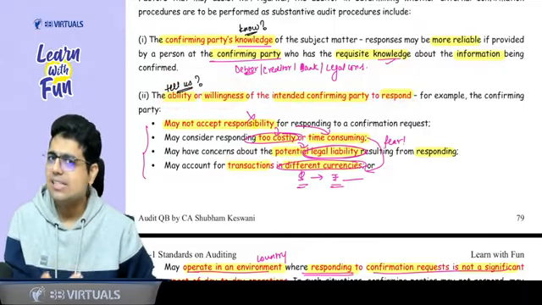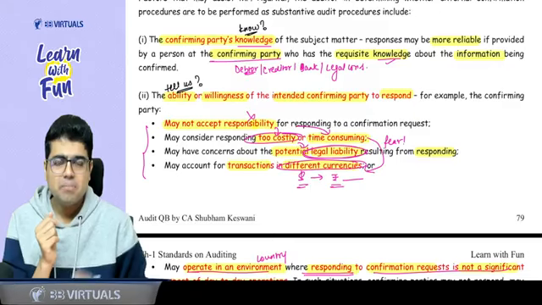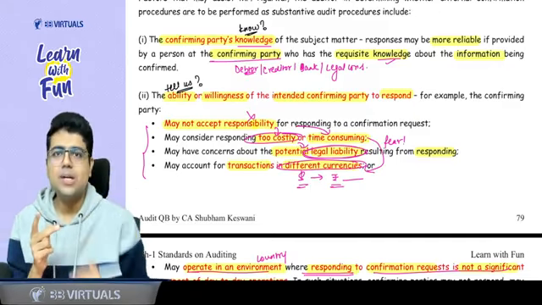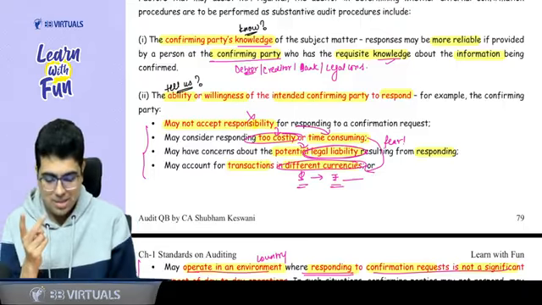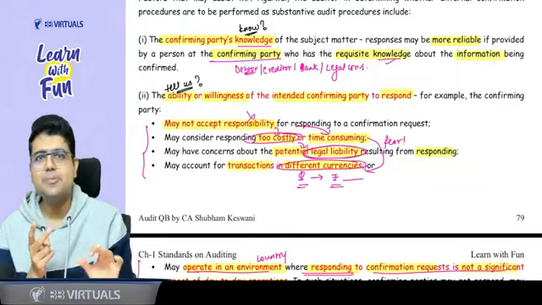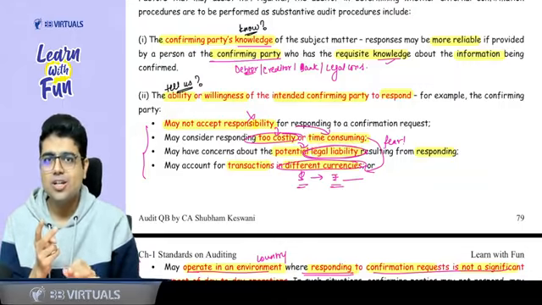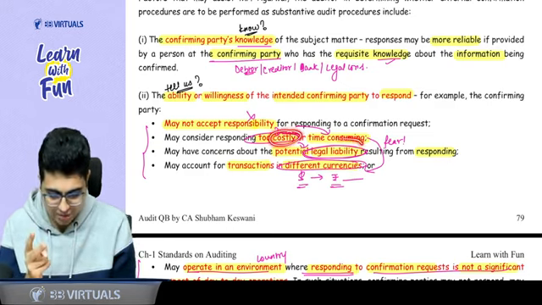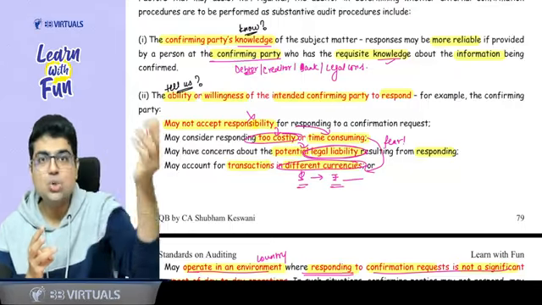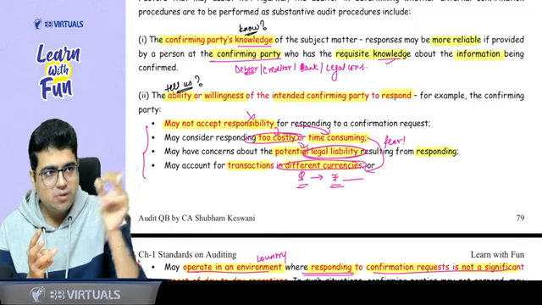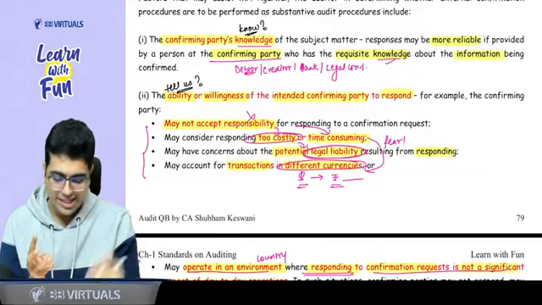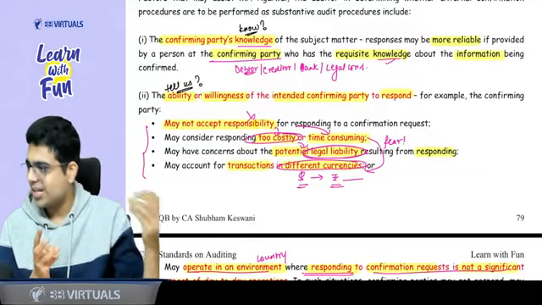So there can be certain reasons why they don't respond. Maybe it is too costly for them. Maybe it is too time consuming. Sir, why is it costly? Maybe there can be a legal liability. Your client files a case against the third party for sharing the information. So it can be costly because of a legal liability. Why is it time consuming? Maybe they are in USA and whatever information you are asking is in rupees. So converting the dollar to rupees will take time. So they are operating in different currencies.